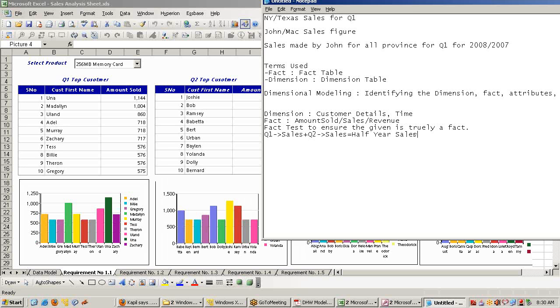Sales is a fact. When you apply aggregation, it brings certain business meaning. Let's take another example. Sales, sales fact test. This is pass.